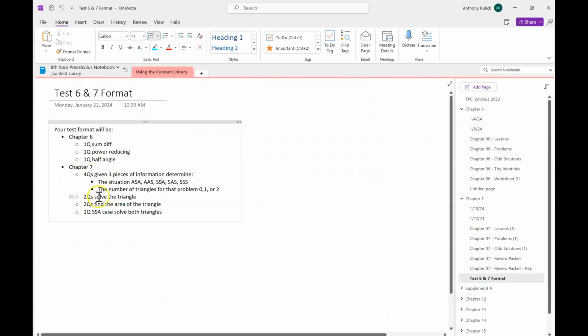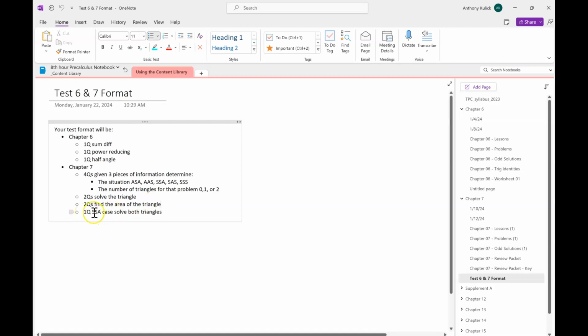I have 2 solve the triangle problems. So remember, when we do the solve the triangle problems, mainly you're going to be using law of sines or law of cosines. 2 formulas. You think you're going to get one problem that needs you to use one or the other? Yeah, probably. 2 questions where I ask you to find the area of the triangles. Again, we got 2 new area formulas. You have 2 questions. What do you think is going to happen? 1 question for each formula, basically.